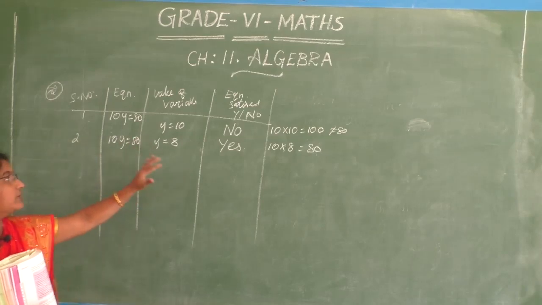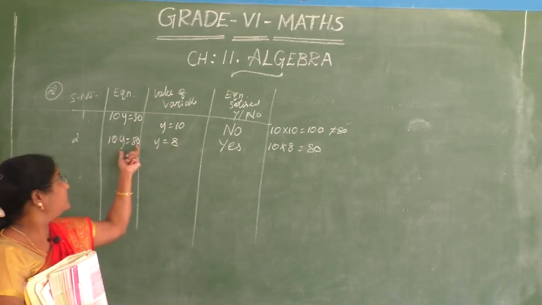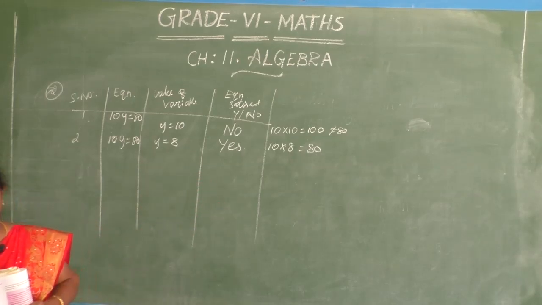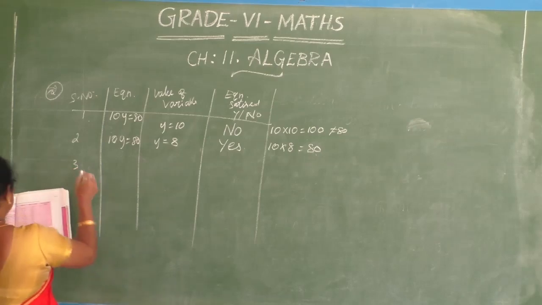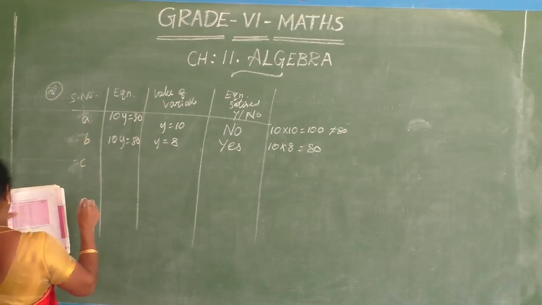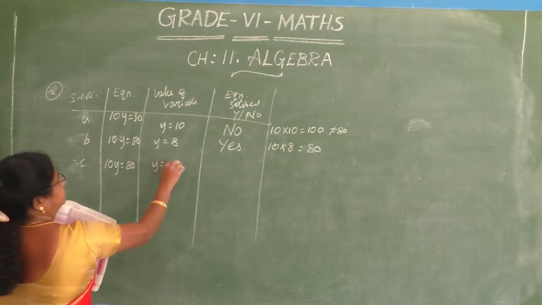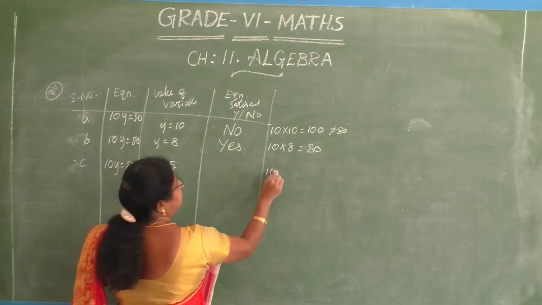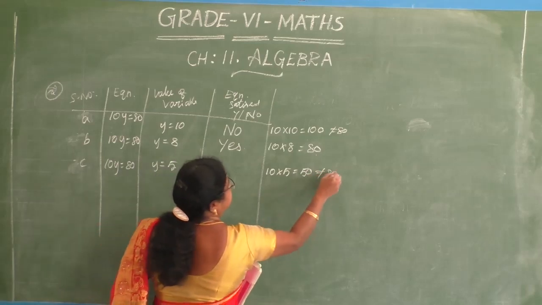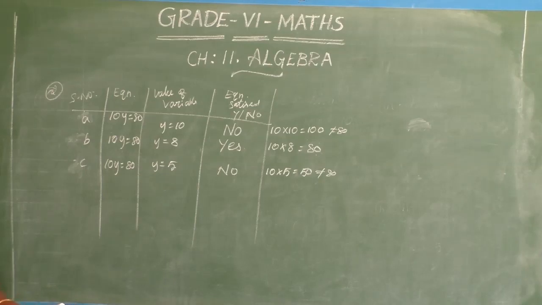Understand? The equation is given, the value of the variable is given. Is it satisfied or not? You substitute the value of this variable in this equation, and if the value is correct, it is satisfied. If not equal, it is not satisfied. Likewise you have to write. Third, this is also 10y equal to 80. The y value they have given is 5. Same thing, we substitute. 10 into 5 equal to how much? 50. Is it equal to 80? No. So no. Understand? Likewise they have given all the variables.